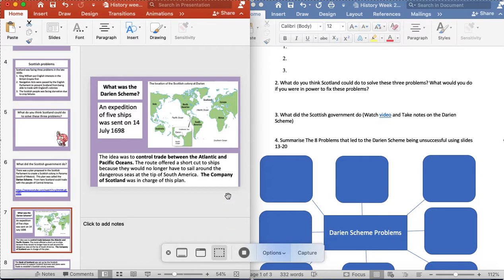When you do that, it makes your trading routes a lot easier. That's one of the reasons why they would want to cut across and trade with Asia. They thought this was a really strategically important place to trade. So watch that video. It explains it really well, probably better than I can.